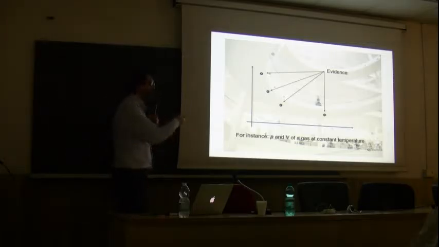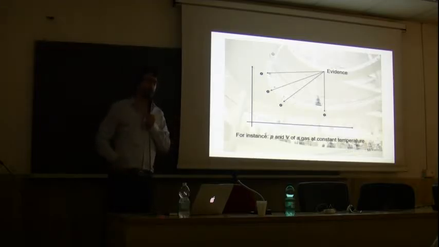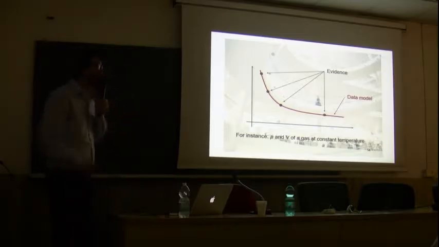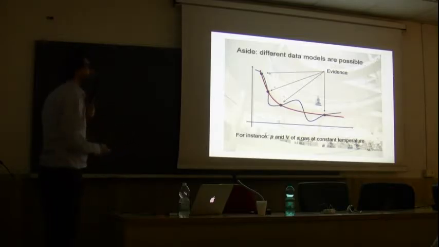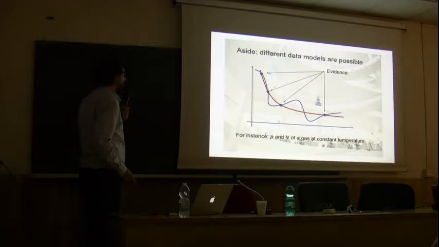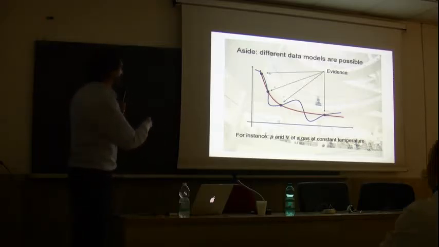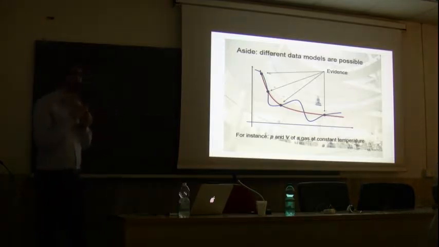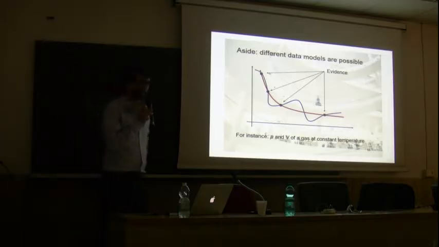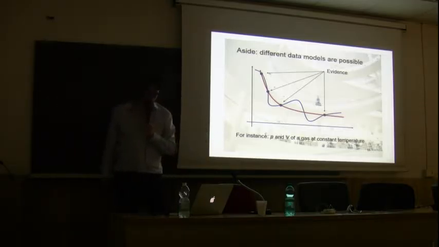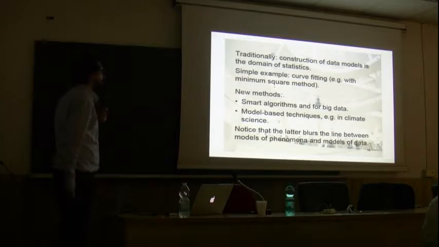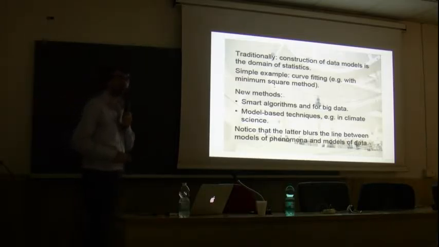And then you say, well, okay, if I want to compare that to something more theoretical, meaningfully, these four points are not very useful. So what you do is you fit a curve through these points. And this curve is the data model. And just a remark aside, the problem of underdetermination bites here very strongly, because why is the red line the right data model and not the blue line? So there are many hard problems in connection with data models. What is the best curve to fit through a given set of points? And traditionally, the construction of data models is the domain of statistics.